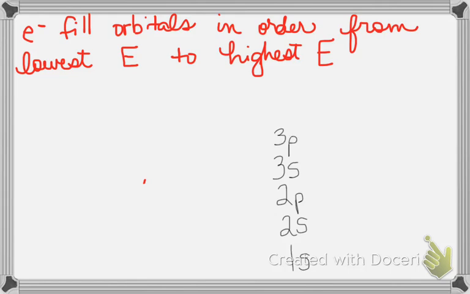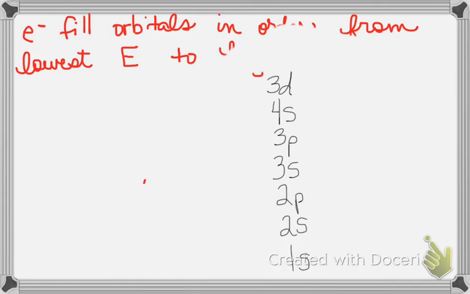3p. 4s. 3d. 4p. 5s. 4d, I ran out of room. On top of 4d comes 5p, etc. That's the order. And you have to know the order.